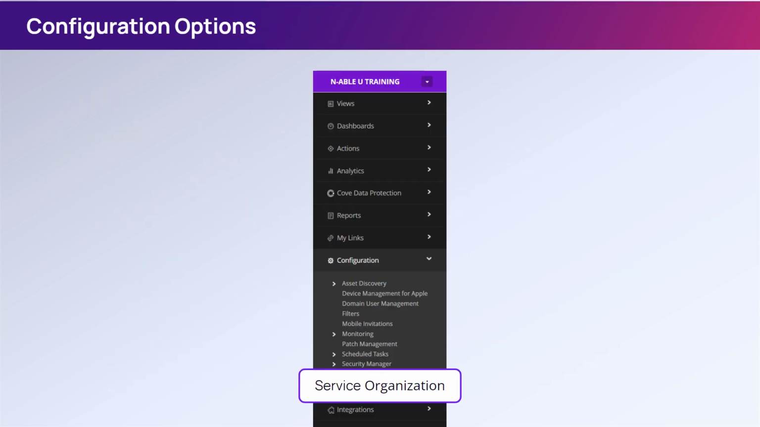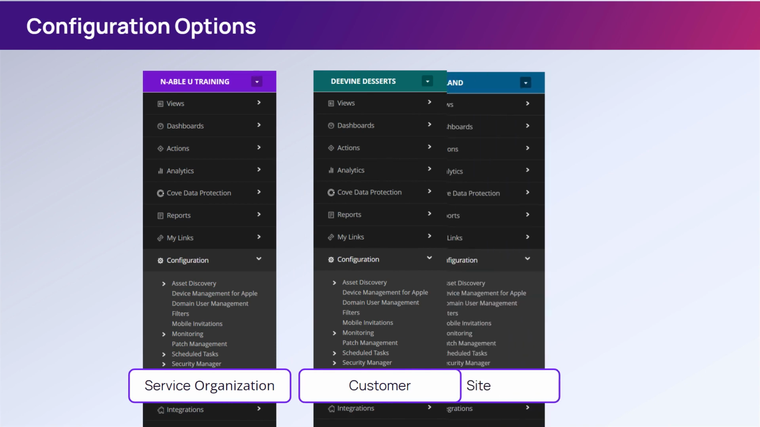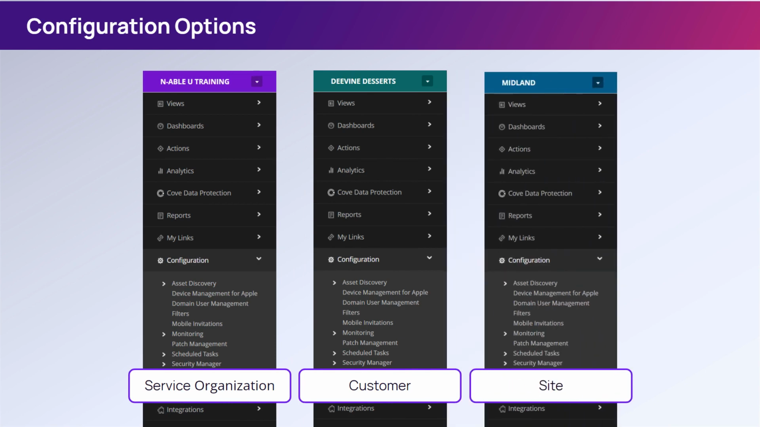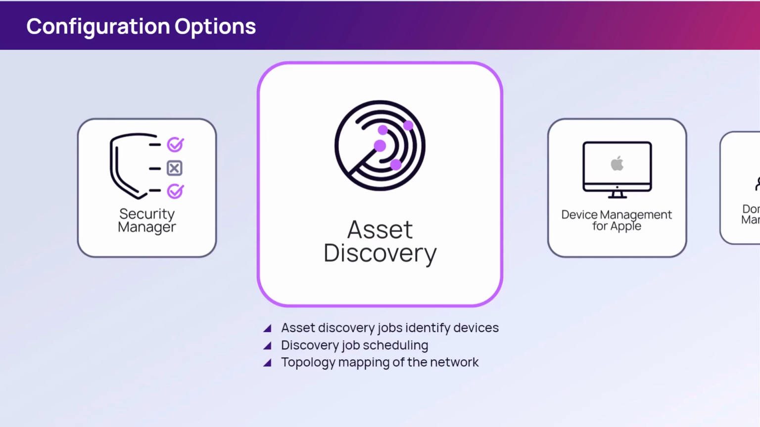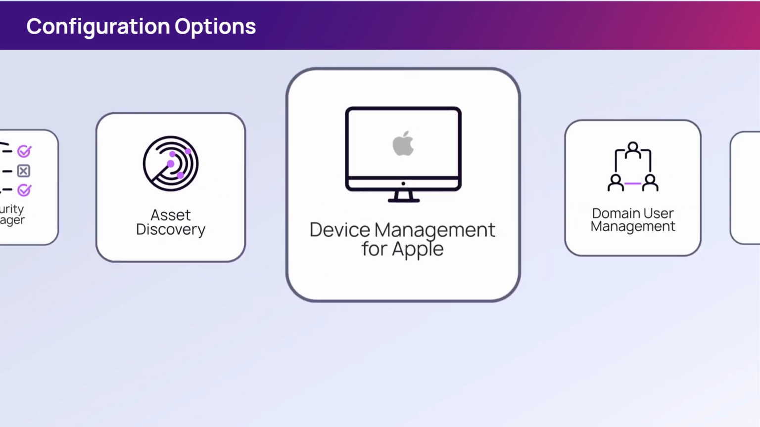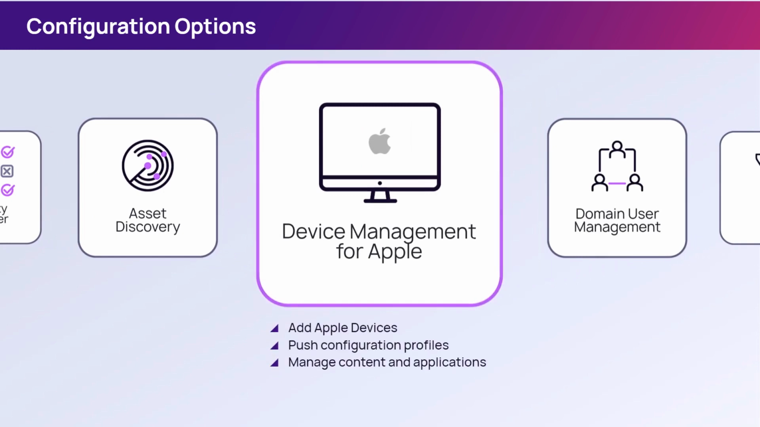The configuration options remain the same at the service organization level, the customer level, and the site level. Configuration options include asset discovery, where you will schedule discovery jobs to identify devices on a network and build a topology map of the network. Access device management for Apple to add Apple devices, push configuration profiles, manage content and applications.